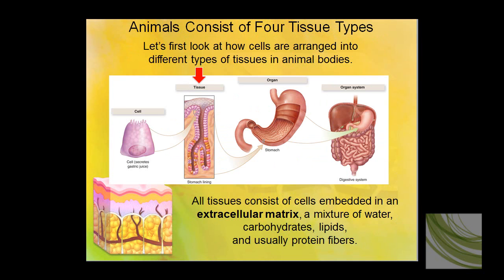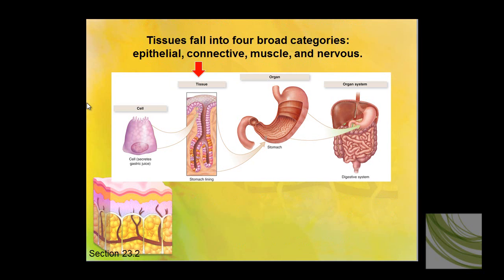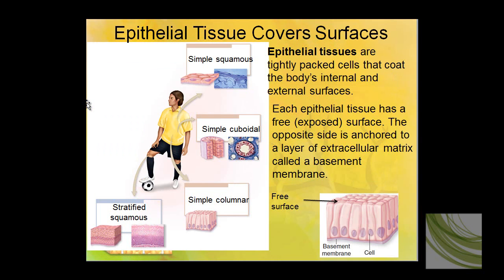There's 4 basic tissue types. Okay, and all tissues, their cells are embedded in what is called an extracellular matrix, and that's a mixture of water, carbohydrates, lipids, and usually some protein fibers. Tissues fall into the 4 broad categories of epithelial, connective, muscle, and nervous tissues.